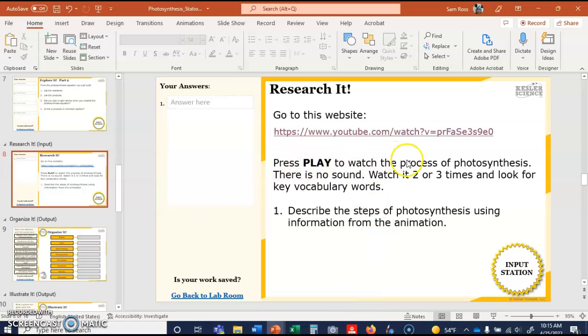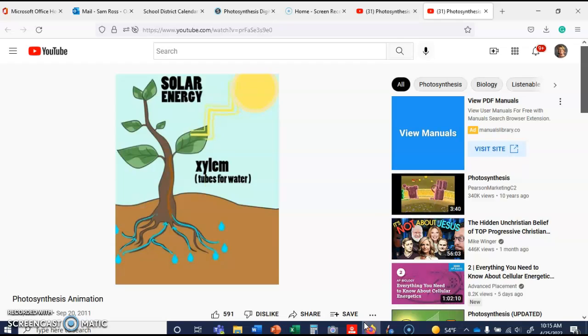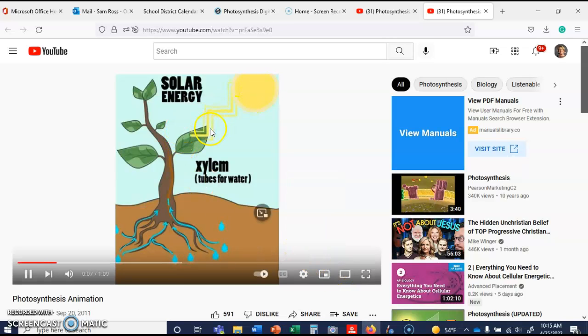And what it says is press play to watch the process of photosynthesis. There is no sound. Watch it 2 or 3 times and look for key vocabulary words. Describe the steps of photosynthesis using the information from the animation. Now the animation is not very long. See, and then the water goes up. And so they want you to describe photosynthesis using this.